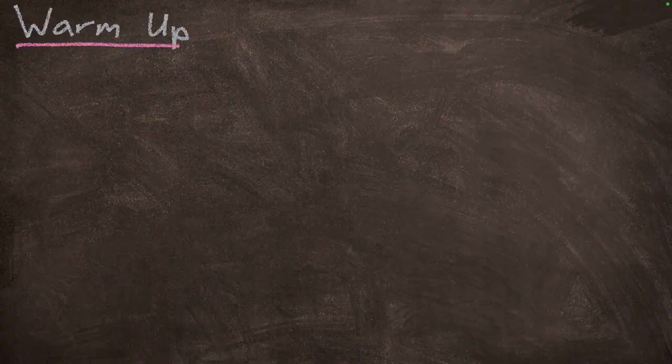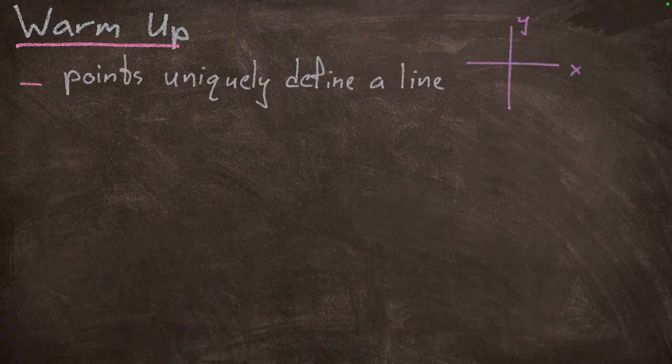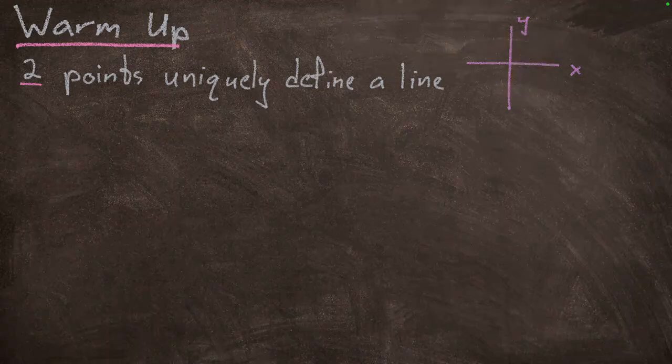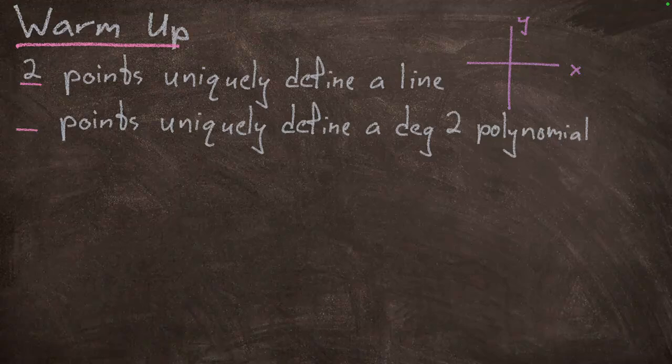This warm-up we're going to skip to because we did this yesterday. How many points uniquely define a line? 2. Yeah, great. If I draw 2 points, can you see the line already? Yep, it's right there. So this is everything we did yesterday. A line, famously, is a degree 1 polynomial. We can ask the same thing about a degree 2. 3. Yep, thank you. So if you have 3 points, you can uniquely interpolate those with a parabola.